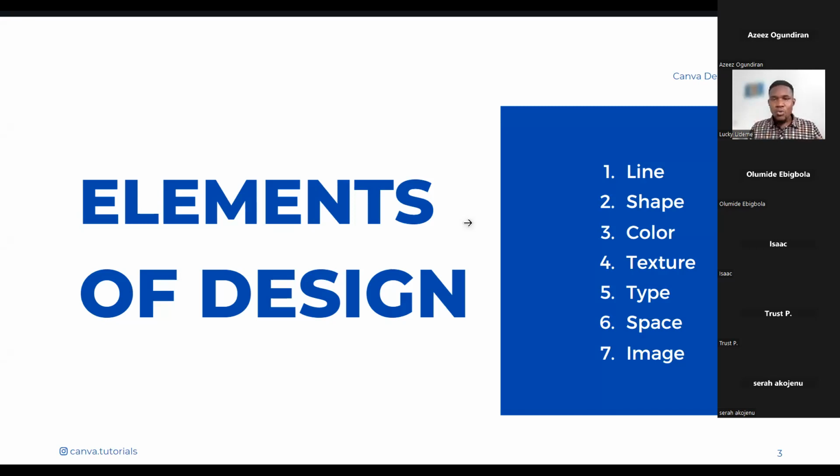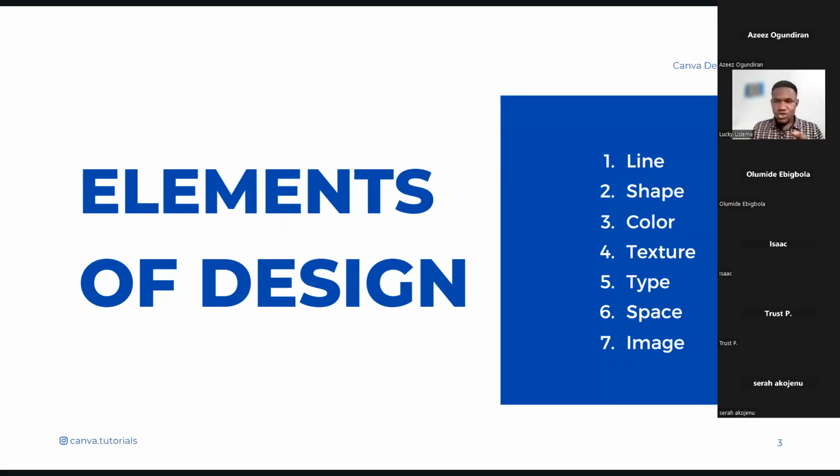Also in design, there are bits and pieces. There are these ingredients that you put together to make these designs. This is what we refer to as elements of design. And these elements are: 1, line; 2, shape; 3, color; 4, texture; 5, type; 6, space; and 7, image. These 7 elements are very important. One thing is for you to understand the use of these elements, and then how to use them. You need to know the importance of the element and then how to use it.